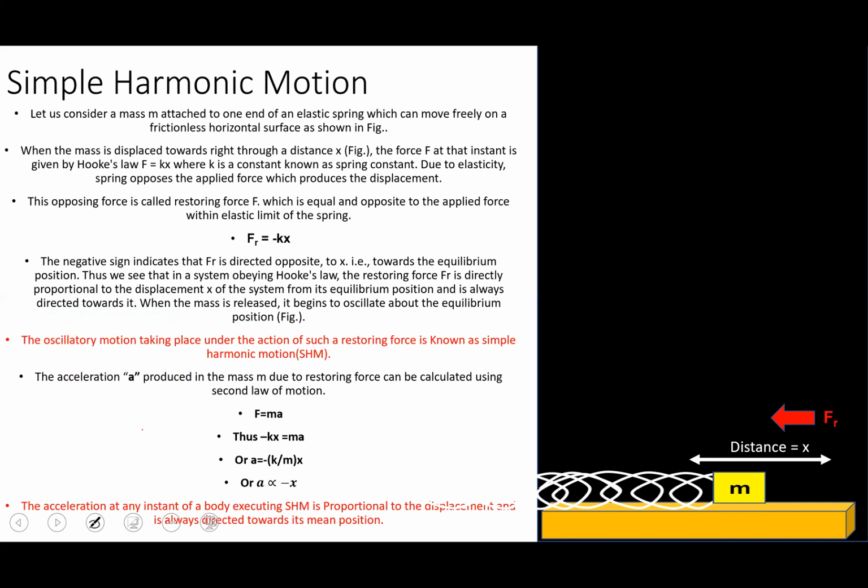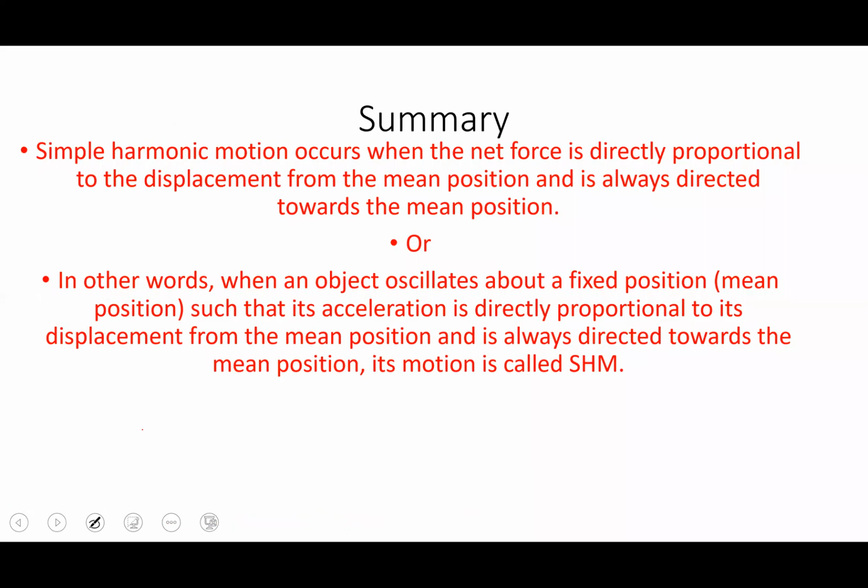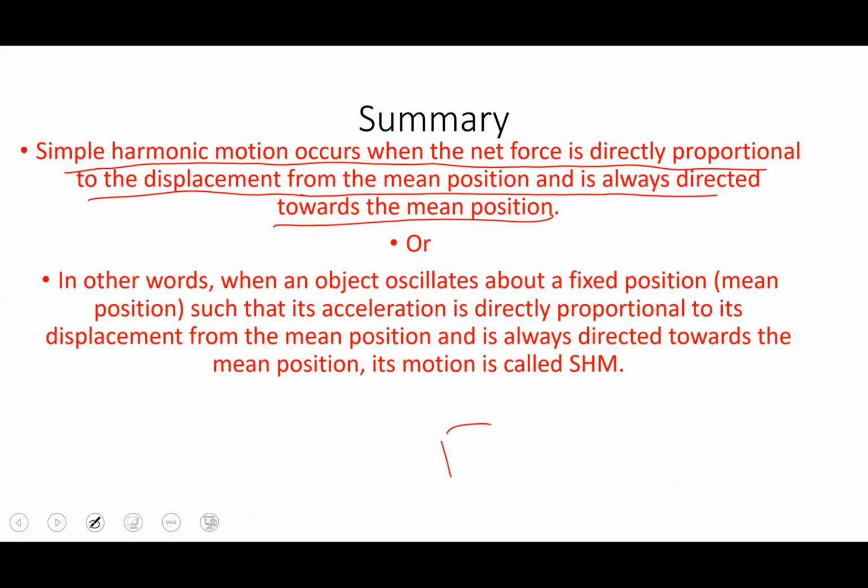Now, let us define a summary version of simple harmonic motion. Simple harmonic motion occurs when the net force is directly proportional to the displacement from the mean position and is always directed towards the mean position. That means F is directly proportional to displacement.